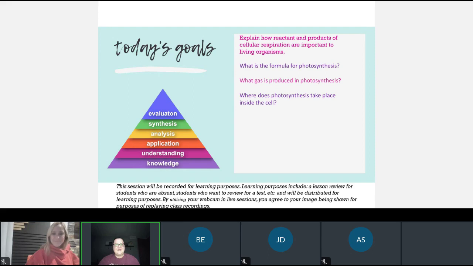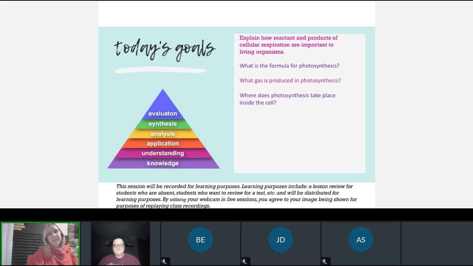We're going to explain how reactants and products of cellular respiration are important to living organisms. What is the formula for photosynthesis? What gas is produced in photosynthesis? And where does photosynthesis take place inside the cell? And some of you might already know some of this. I have a feeling. Yes. We'll see. I know, I'm feeling like that too.